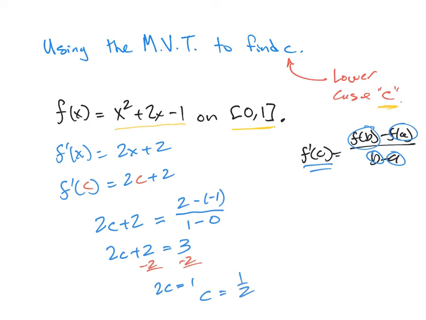Well, what we've done is we've found the x-coordinate for the point c, c comma f of c. We found the x-coordinate where the slope of the tangent line, f prime of c, f prime of 1/2, is the same as the slope of the secant that connects the two endpoints. In a sense, we just found c.